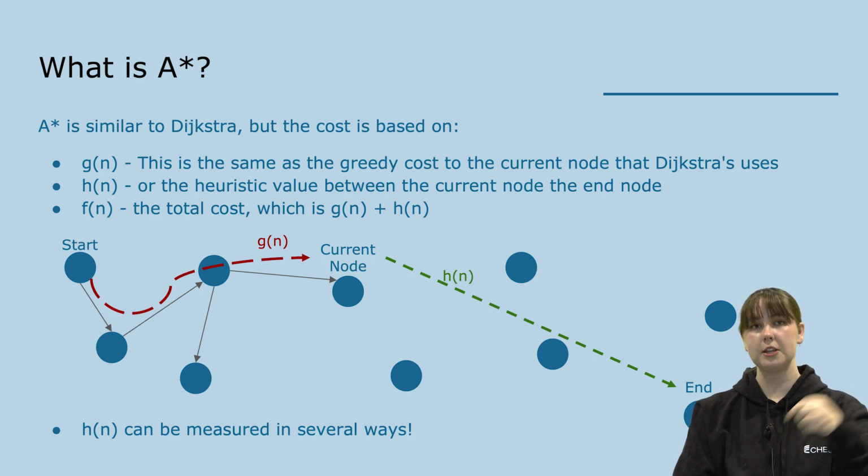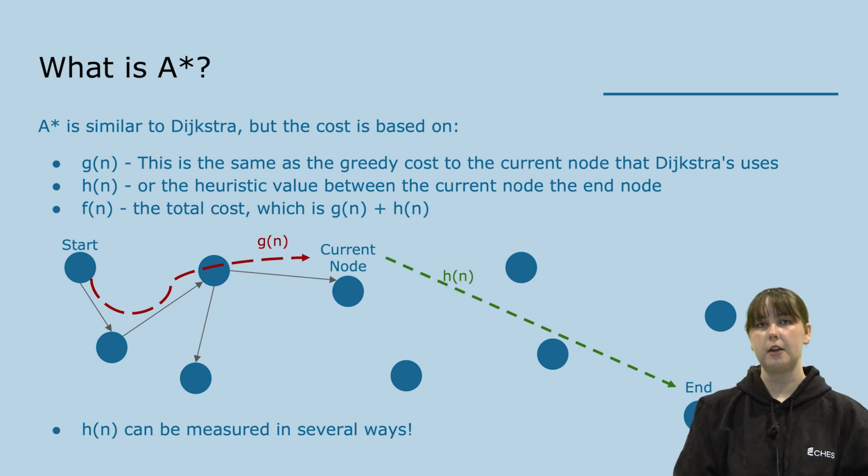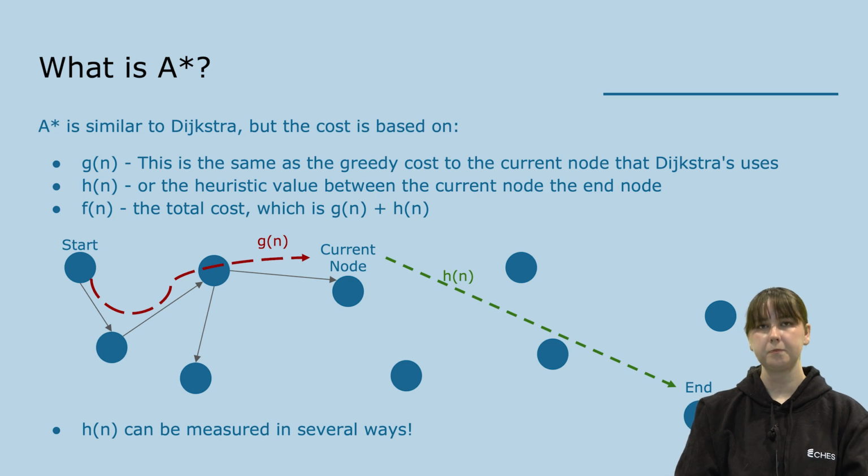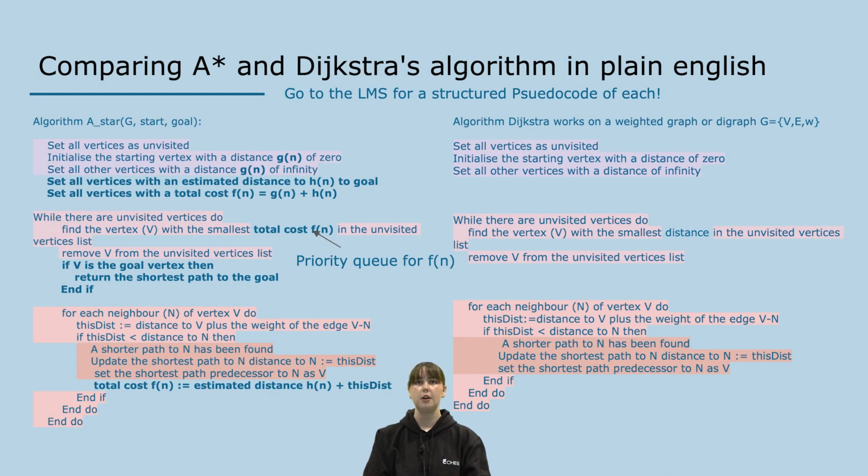So h of n is that green line, and h of n can be measured in a lot of different ways. It depends on what prior knowledge we have. Sometimes it might be coordinates of some kind. It could be maybe the Euclidean or Manhattan distance. A lot of examples might use a maze because then we might be able to form a grid pattern, and that might use some kind of coordinates or Manhattan distance. But we'll have a look at some questions and be able to understand that maybe a little bit better. So let's have a look at what the algorithm looks like.